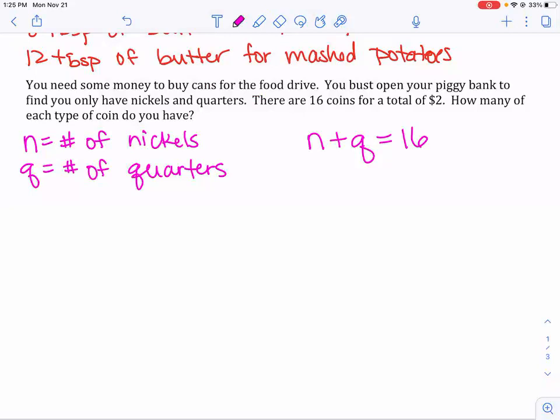Okay, I'm gonna just have to stop you right now. This is making me a little bit nervous. I'm getting some questions that I didn't think that I would have to answer. Nickels are worth 5 cents and quarters are worth 25 cents. So 0.05 times the number of nickels plus 0.25 times the number of quarters equals $2. There you go.